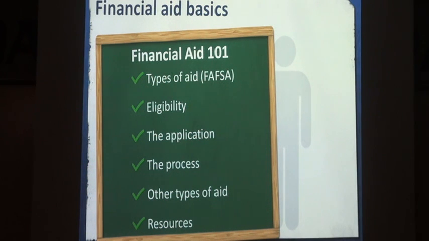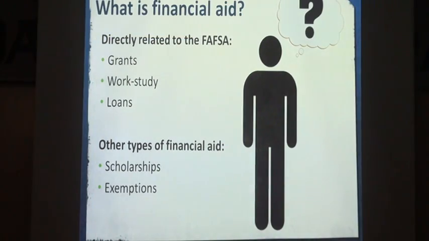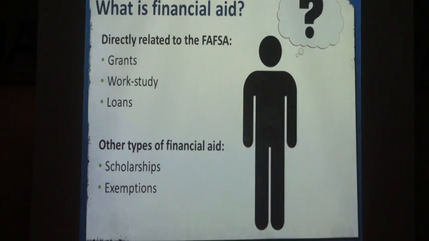All right, financial aid basics. We're going to talk about the types of aid, the eligibility that you have, the application process, other types of aid and resources. So what is financial aid? Well, directly related to the FAFSA, there are grants, specifically referred to as Pell Grants. It's not listed up there, but that's money that you don't have to pay back. If your folks make under a certain amount, there's a chance that the government's actually going to give you money to go to college. Why would you not take that?